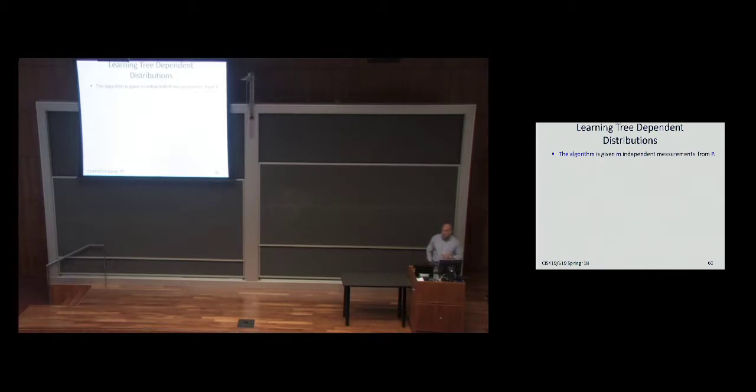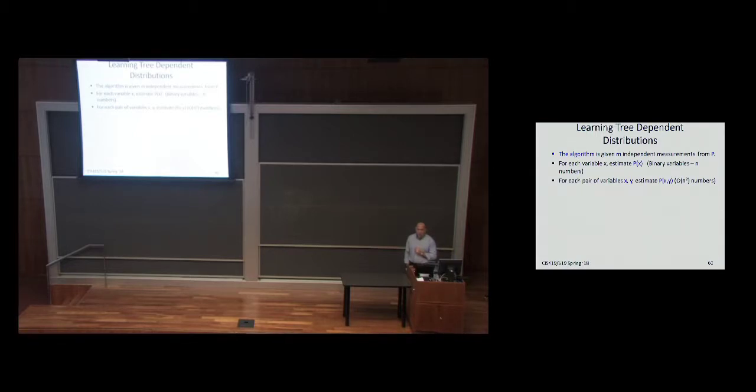So here's the algorithm. The algorithm is given m independent measurements from the probability distribution. First of all, for each variable, I'm going to estimate P of x. We know how to do this, right? Let's assume that we're assuming Bernoulli, so we're counting. For each pair of variables, x, y, I'm going to estimate P of xy. Again, you know how to do this. One thing to remember here is that it's n square numbers.